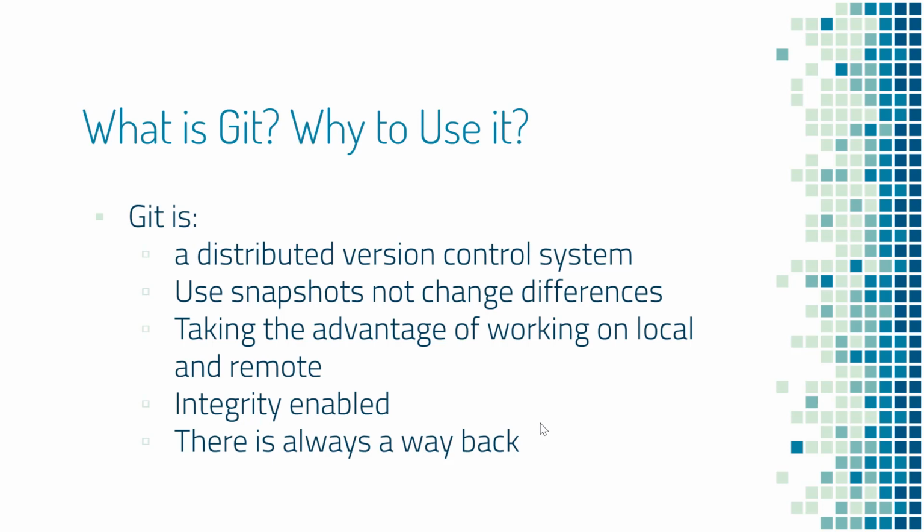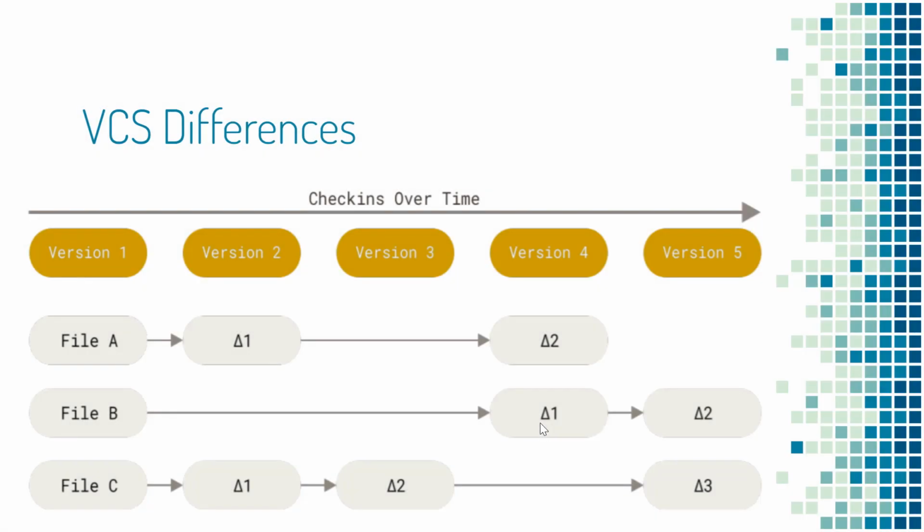Once the connectivity is back, you can push your changes and resolve any conflict that might arise. Another good thing about Git is that it is integrity enabled. Each change you make to your code repository is integrity checksummed. This means there's always a way back to a previous version.